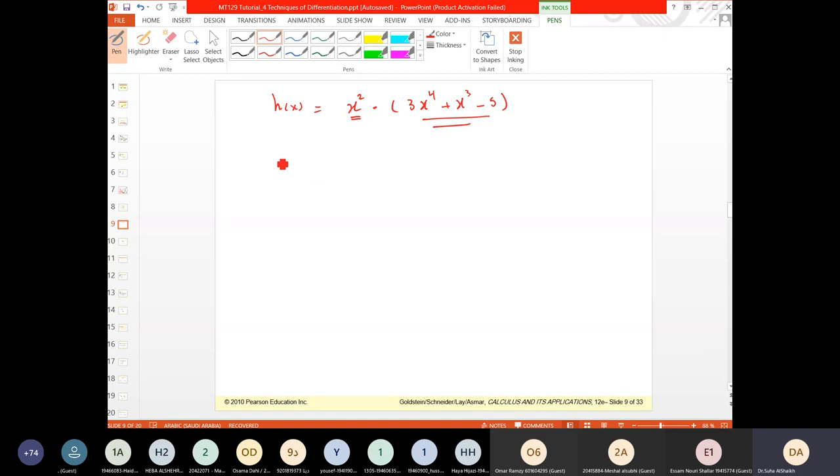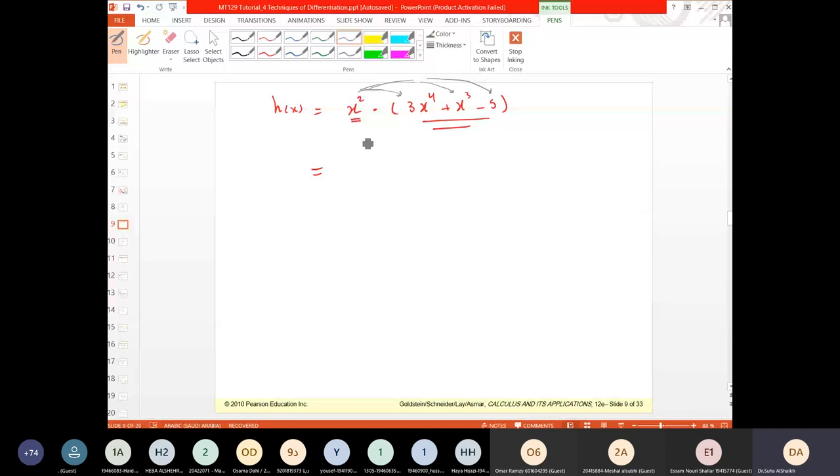So I have to apply a multiplication rule. But the multiplication rule is kind of long. I have to do the derivative of the first multiplied with the second, plus the derivative of the second multiplied with the first. Easier, I can just multiply out the thing. I multiply x squared with all the terms that I have in here. So x squared times 3x^4 is 3x^6. x squared times x^3 is x^5. We add the powers, we add the powers in multiplication. x squared times minus 5 is minus 5x squared. So this is my h(x).